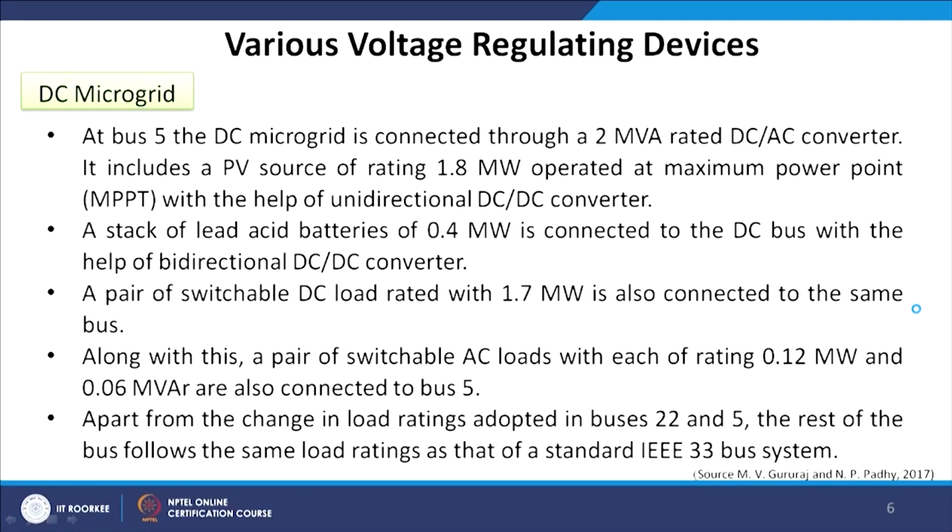Apart from the change in load rating adopted at bus number 22 and 5, the rest of the parameters, as I mentioned earlier, are similar to the IEEE 33 bus distribution system. Those parameters chosen for this analysis need not be fixed variables. Just for a case study, we have chosen these parameters, but you are very open to choose your own parameters, own settings and carry out a similar simulation.